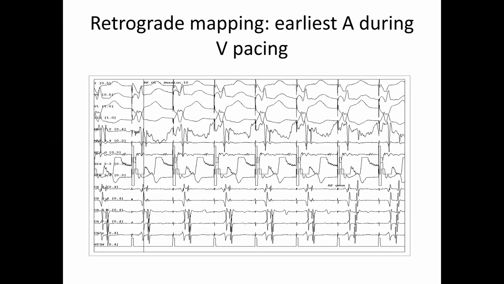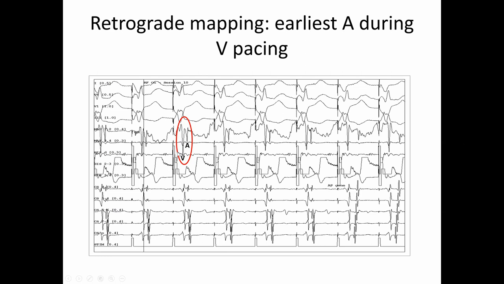The alternative way, and sometimes you can only do that, is mapping the pathway retrograde. So you're pacing the ventricle and you're trying to map the earliest atrial signal. Again, you're on the annulus and you're looking for a balanced VA signal, and you want a fused signal. So here we've got a nice sharp V, nice sharp A, quite fused.